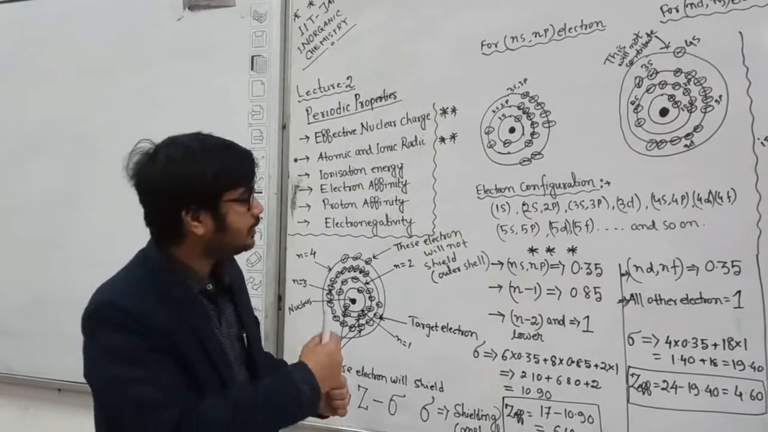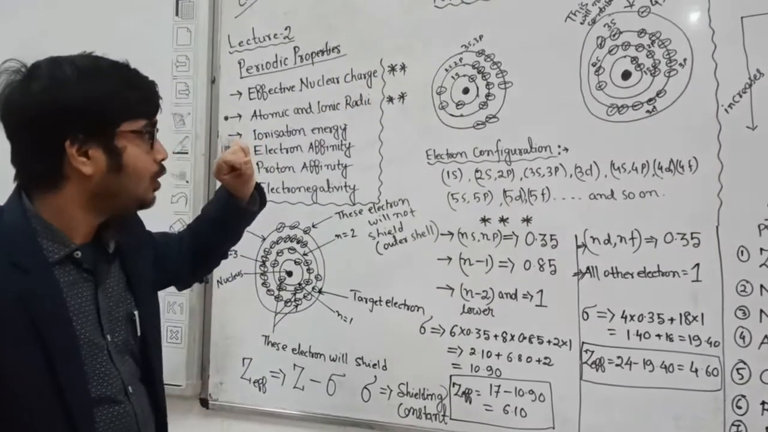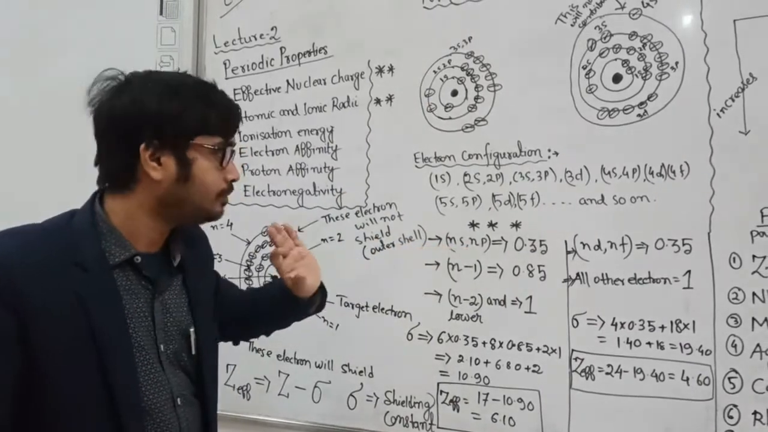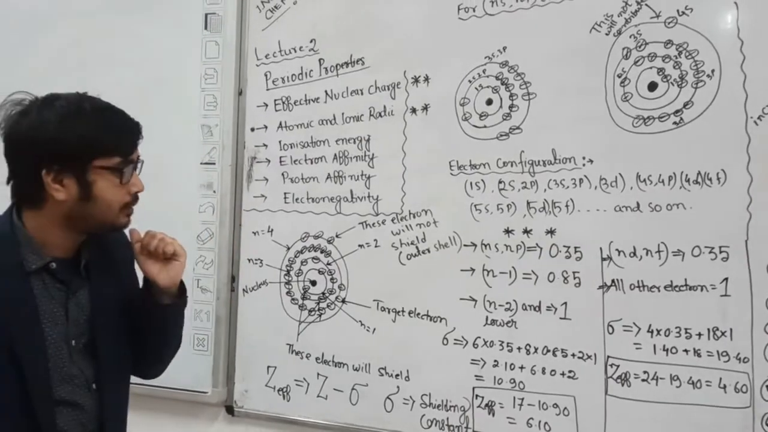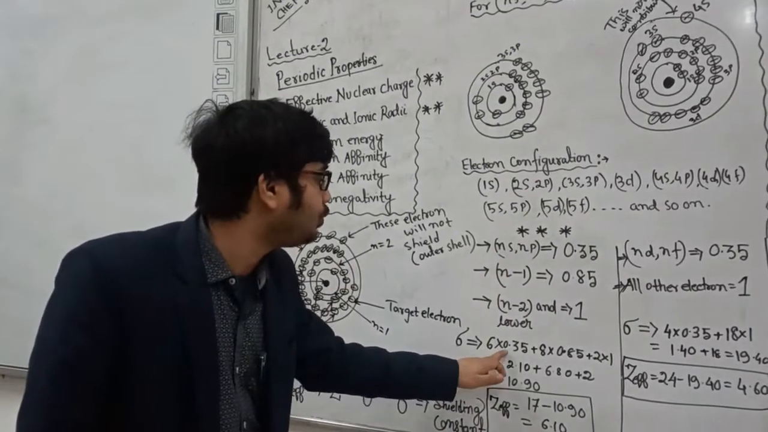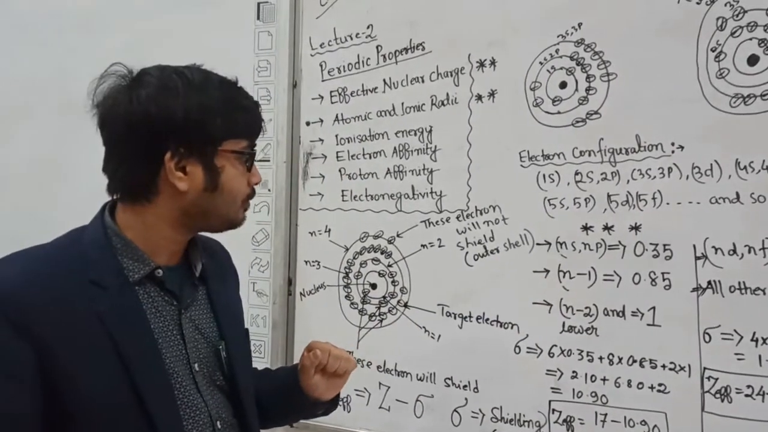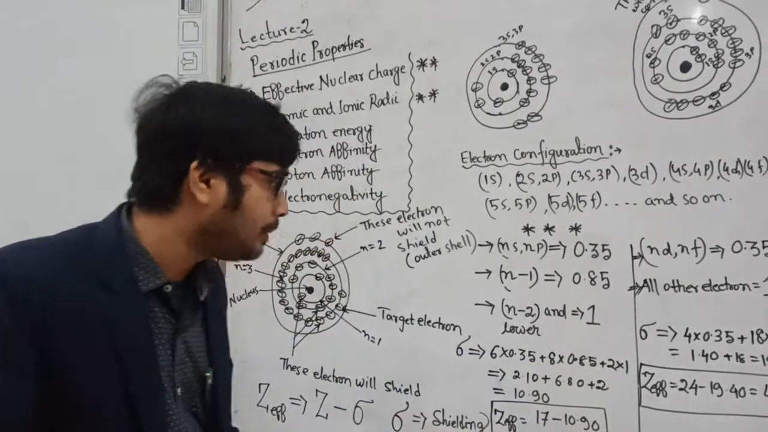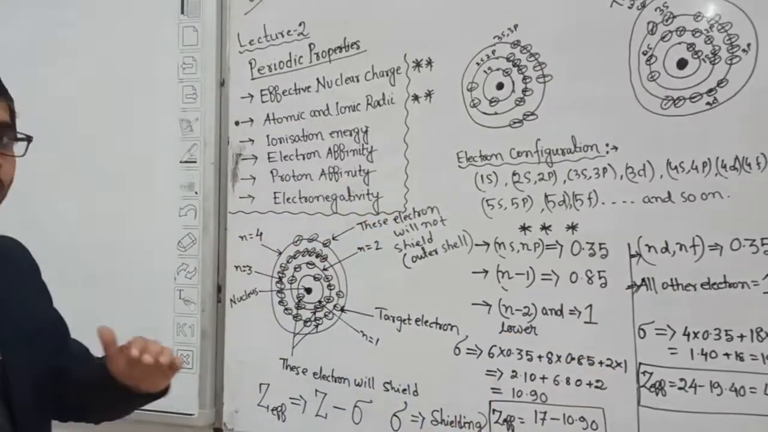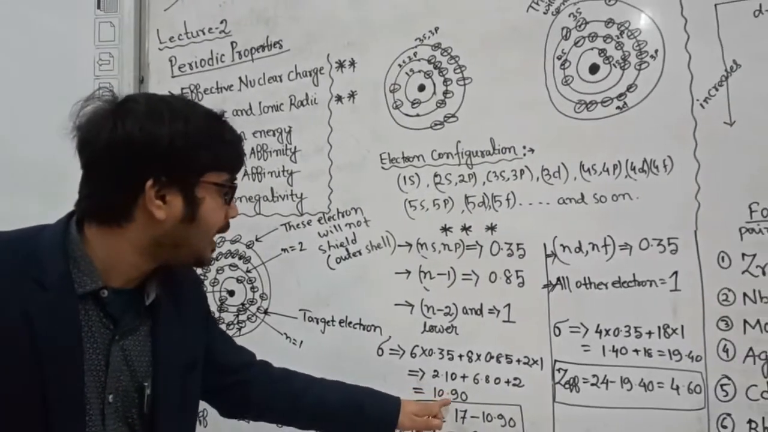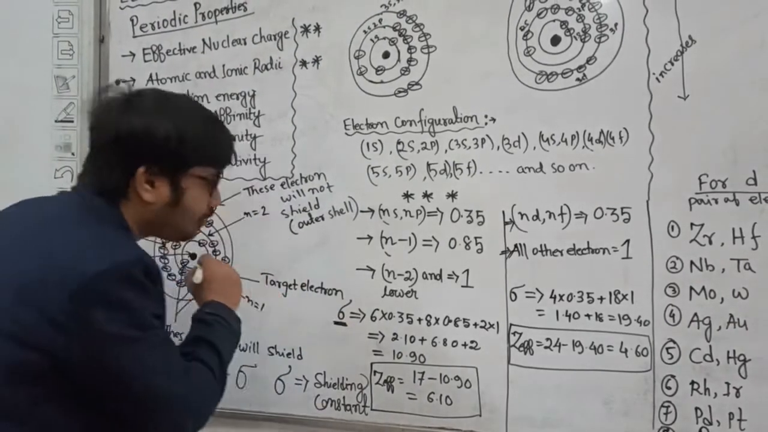So now let us calculate the shielding constant and effective nuclear charge for this polyelectronic atom. We have 7 electrons in ns np, but we want to calculate for the last electron, so there are 6 electrons left. As per the rule, 6 into 0.35. Then in the n minus 1 shell we have 8 electrons, so 8 into 0.85, and in the n minus 2 shell we have only 2 electrons, so 2 into 1. Altogether you have 10.90. That is the value of sigma or the shielding constant.